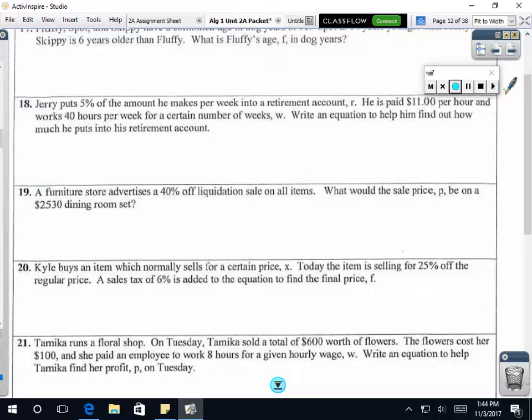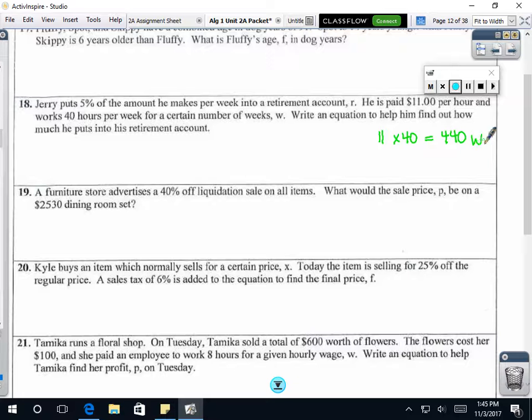Okay, and I understand because this is a more difficult problem. So this is what I suggest. I suggest creating a real scenario. Like we know it's 11 per hour. And we know he works 40 hours, so wouldn't you multiply those, and that means he makes $440 that week?